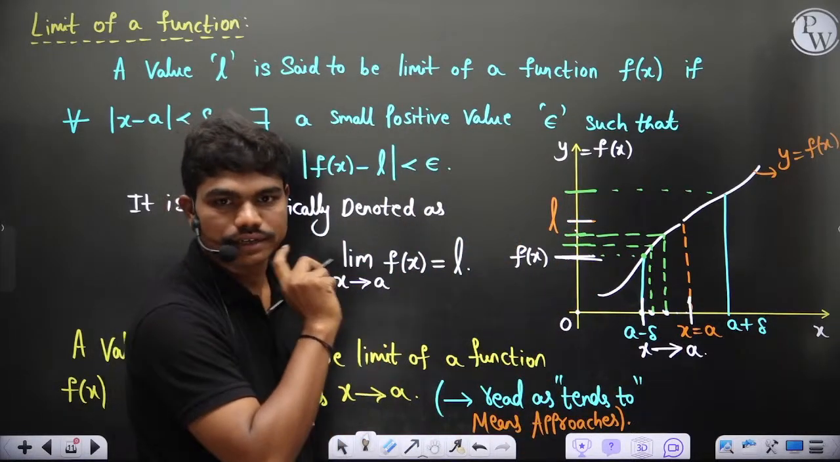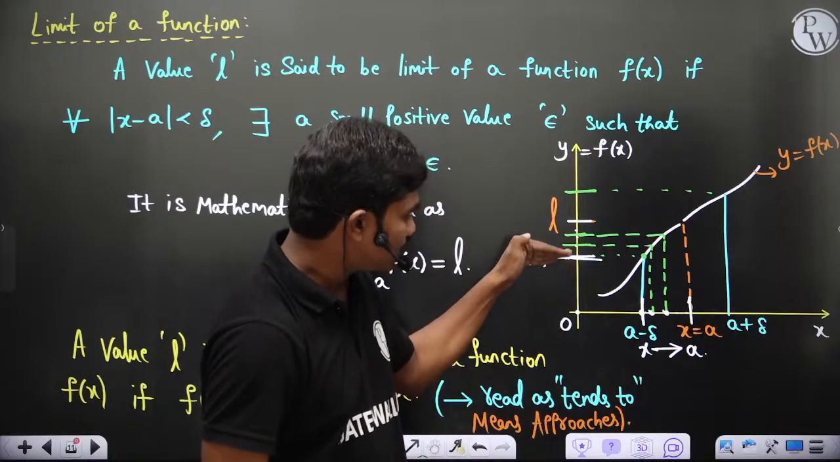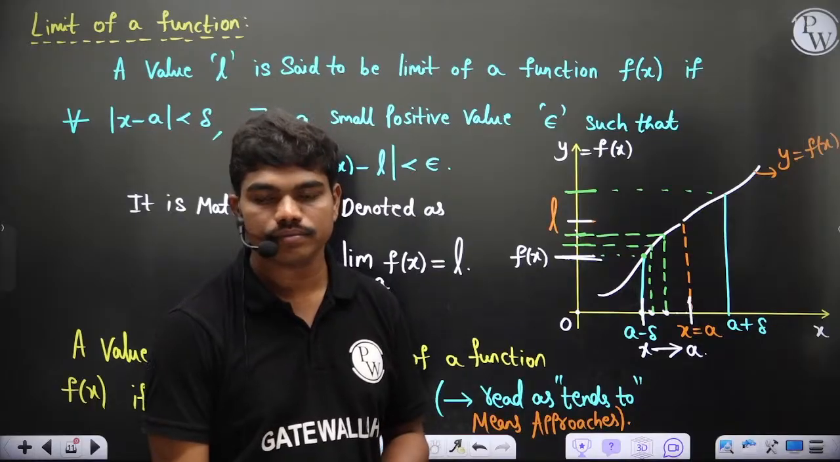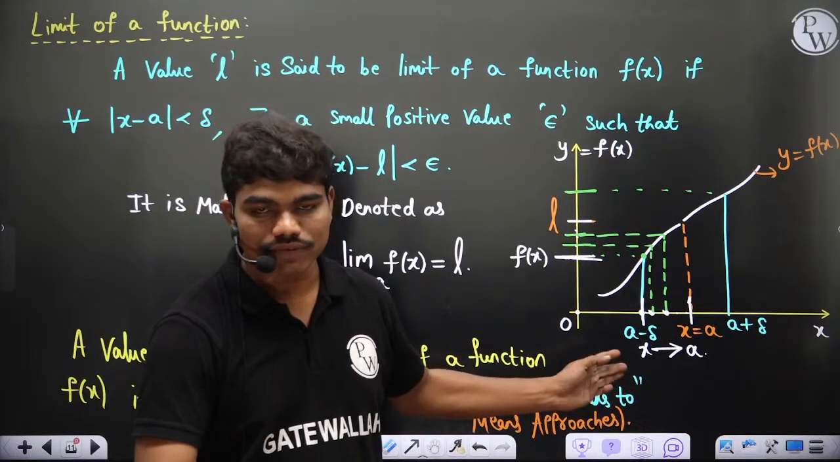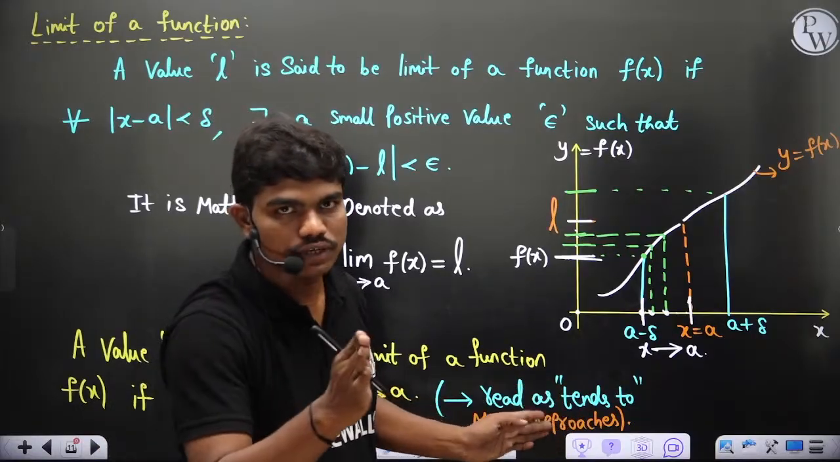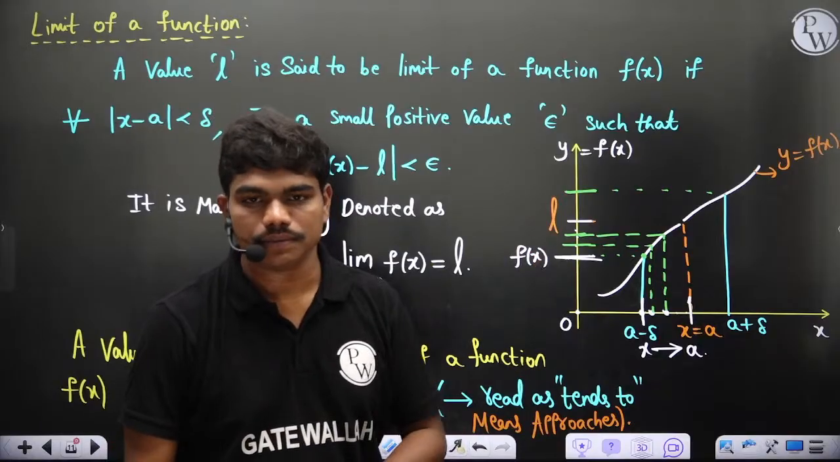Yes or no? Correct? Can you all understand this? As x is moving towards a, this f of x is marching towards L. Correct? Can you understand this? Yes or no? Please type in the chat box. I've started somewhere in the neighborhood and I'm going very closely towards a. As I move very closely towards a, my f of x goes very closely to this L actually.